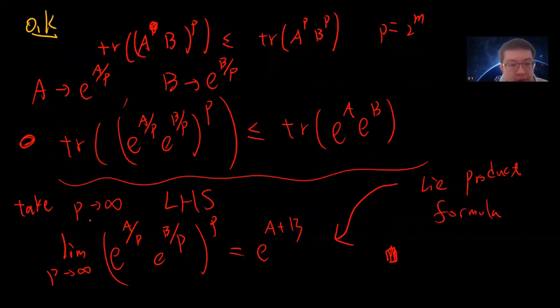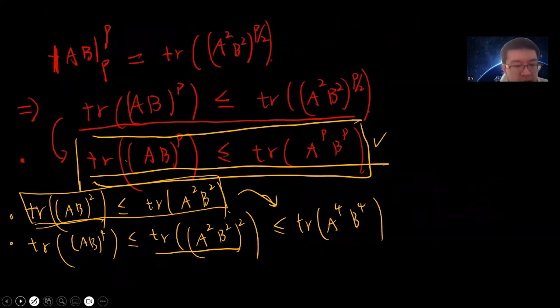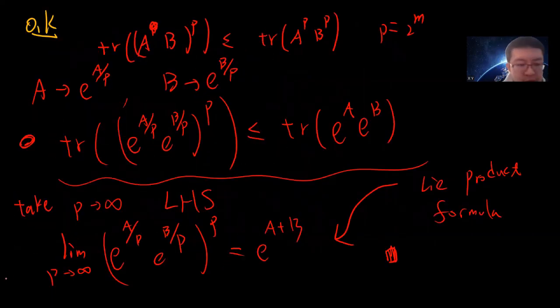Now you just take p to infinity. The left-hand side will just be this, and this is the famous product formula that gives exponential A plus B. If you plug it back in, you prove that the trace of exponential A plus B is less than or equal to the trace of exponential A times exponential B. So this is the whole point of the previous video.